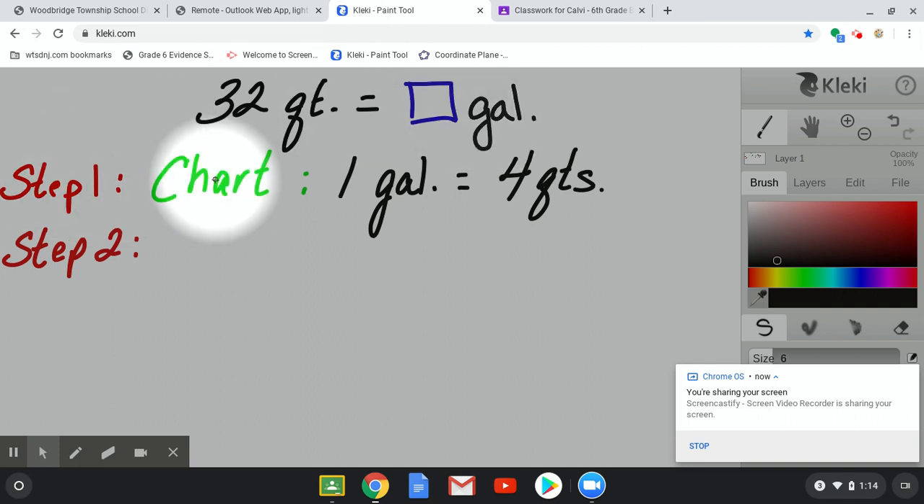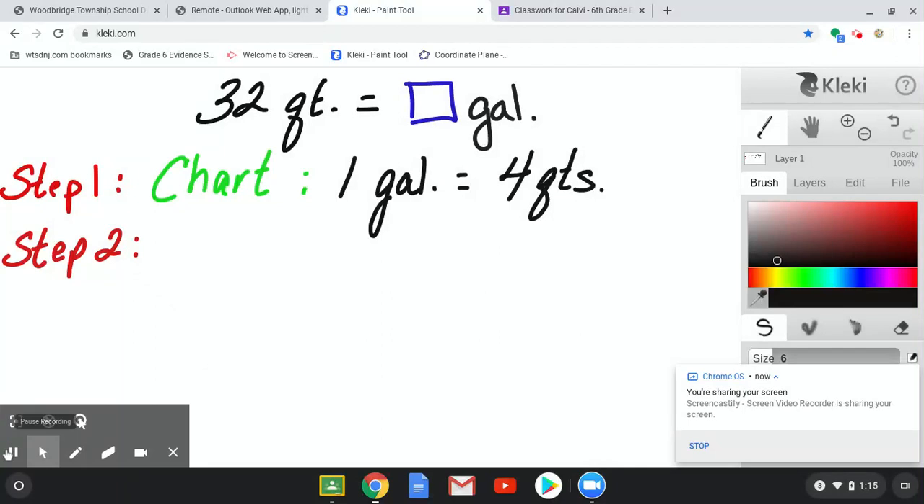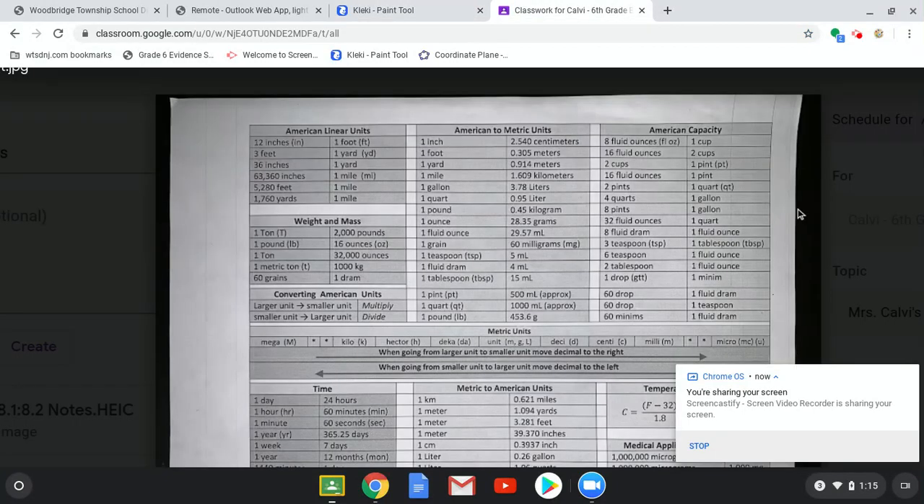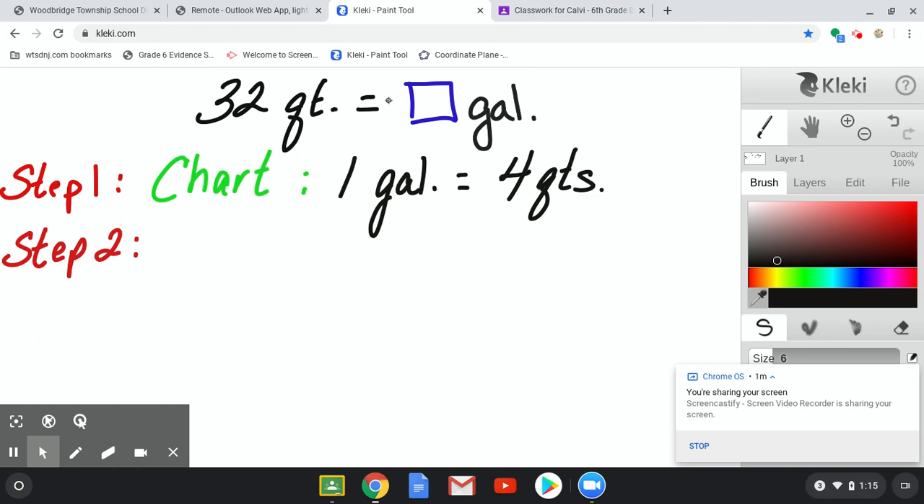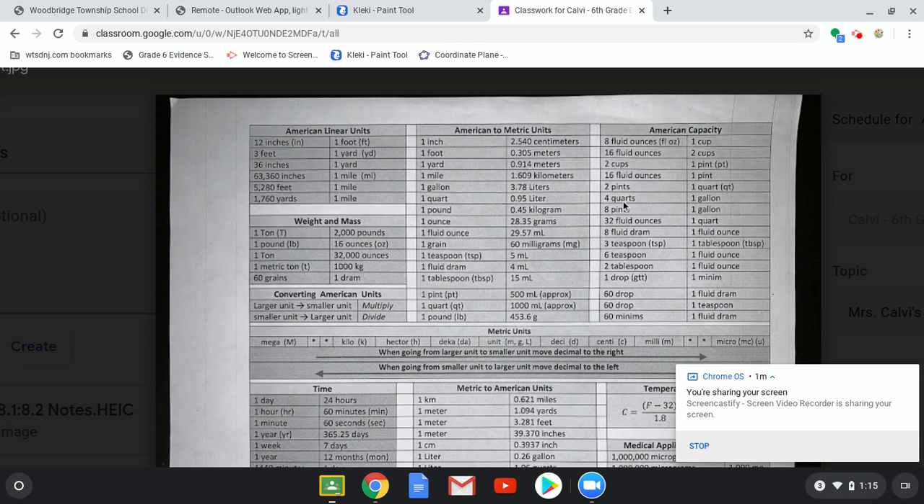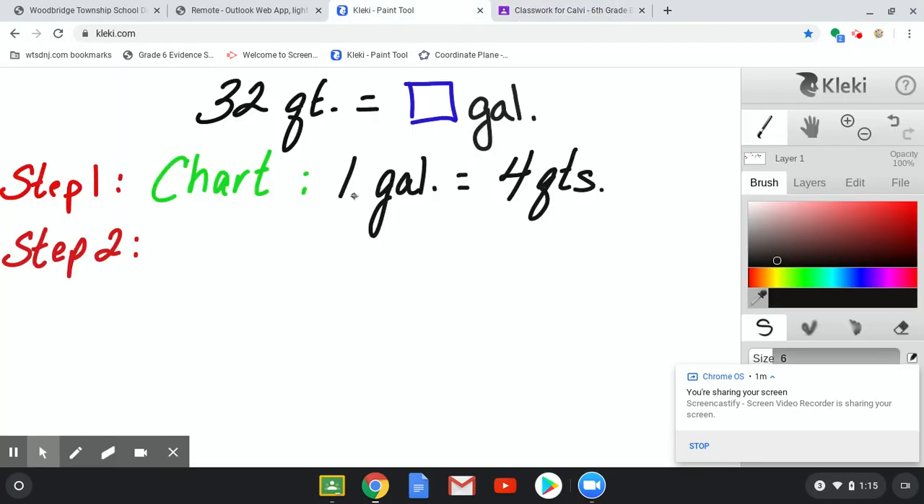Step 1 was to go to the chart, right? And to see how many quarts are in a gallon. So I would go to my chart. And if you notice here, it's telling me that 1 gallon is equal to 4 quarts. When I go to my chart, I'm looking for the same 2 units: quarts and gallons. Perfect. Quarts here, gallons here. It's telling me that 1 gallon is equal to 4 quarts. So that's what I have written here: 1 gallon is equal to 4 quarts.